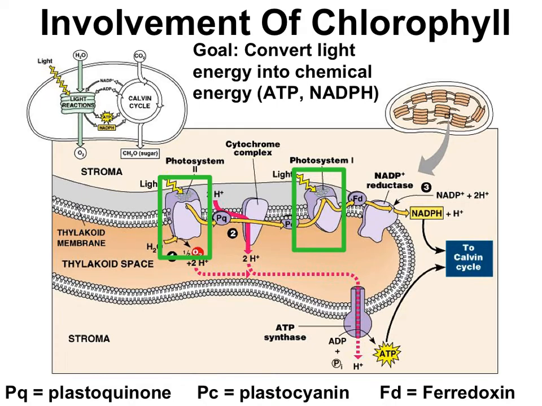But the reason that the names are kind of switched like this is because the photosystems got their names based on the order that they were discovered. Photosystem I was discovered first, but comes second in the chain. Photosystem II was discovered second, but comes first in the chain.